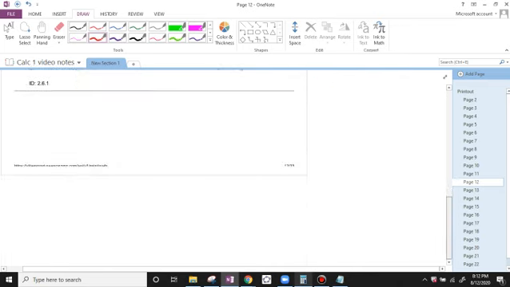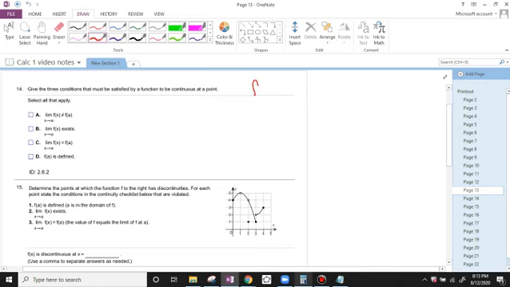The three conditions for continuity, we'll talk about this in class. F is continuous at x equals a if 1. F of a exists and is defined. 2. The limit as x goes to a of f of x exists. And 3. The limit of f of x is equal to f of a. Right? So it's this, and it's this.